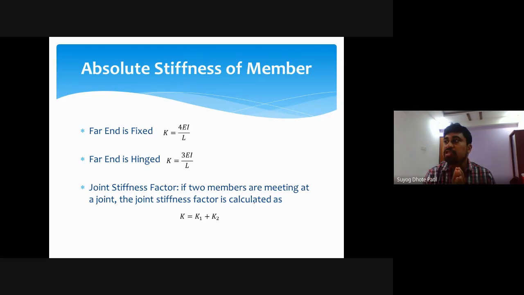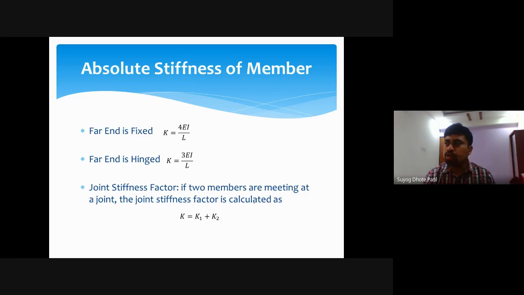In this case, stiffness of a member is calculated by using 4EI by L. If one end is fixed and the other end is hinged, then the stiffness of a member is calculated by using 3EI by L. Joint stiffness is just similar to the equilibrium equation, when we calculate the member moment at a particular support or joint and the contribution of that moment over that particular member.